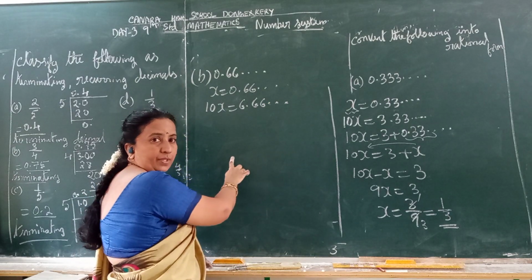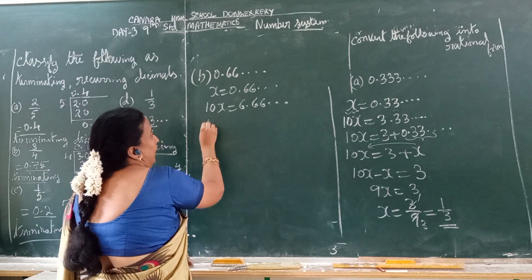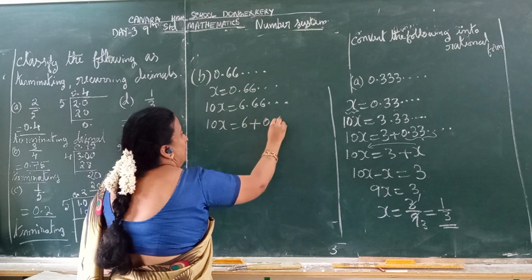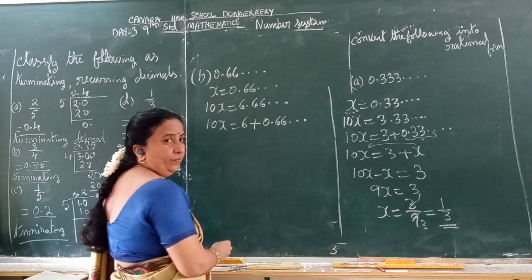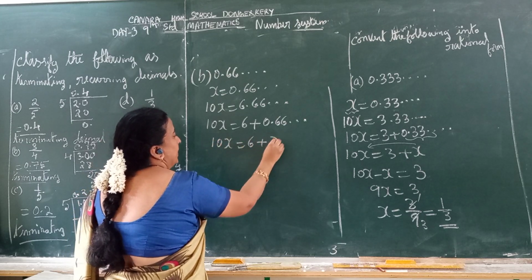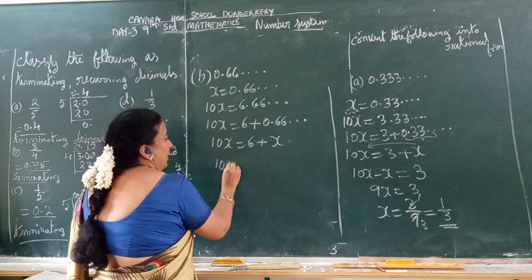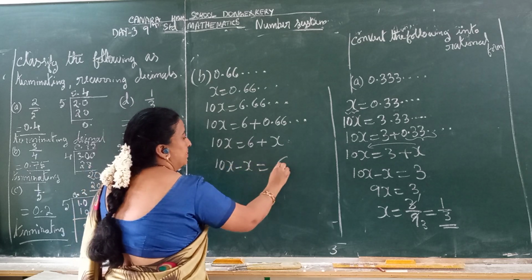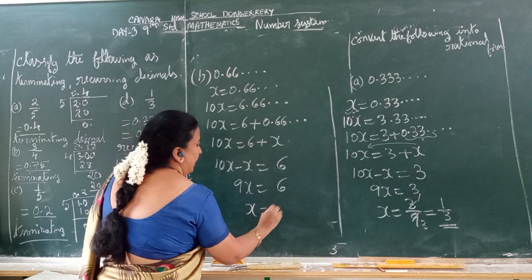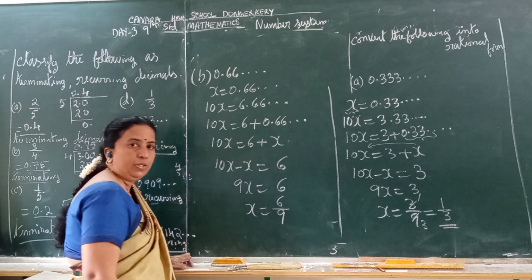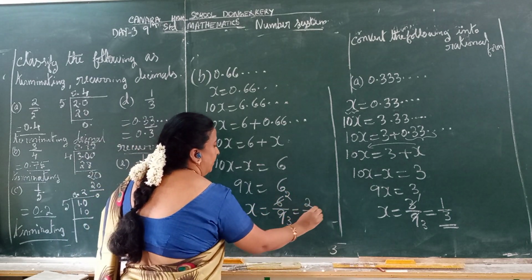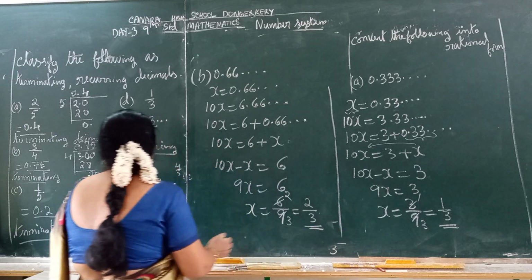Look at the previous sum. Copy in the same way. 10x is equal to 6 plus 0.66. 10x is equal to 6 plus x. 10x minus x is equal to 6. 9x is equal to 6. x is equal to 6 by 9. 3 twos are 6, 3 threes are 9, so 2 by 3.